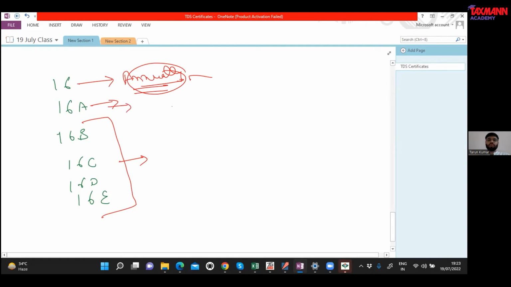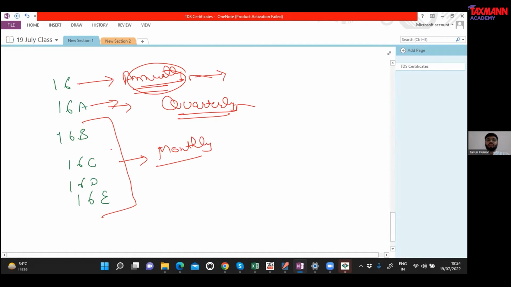Then form 16A is to be issued quarterly. It is to be issued quarterly. Sir, if we have done any one-time consultancy, when do we have to issue the certificate? After 3 months we issue the certificate to the person. Right, I'm just telling the frequency. I'll let you know the dates when these certificates are to be issued. And forms 16B, 16C, 16D, 16E are to be issued monthly. Form 16 is annual, 16A is quarterly, 16B, 16C, 16D, 16E are monthly.